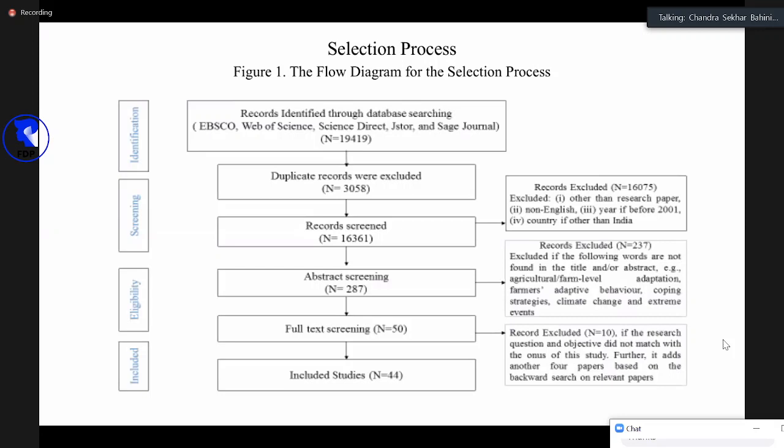And within the 40 papers, we have just gone through the bibliography and citations of those 40 papers to see whether any important papers we have excluded. By doing that, we have added another 4 papers, so we end up with the 44 papers.